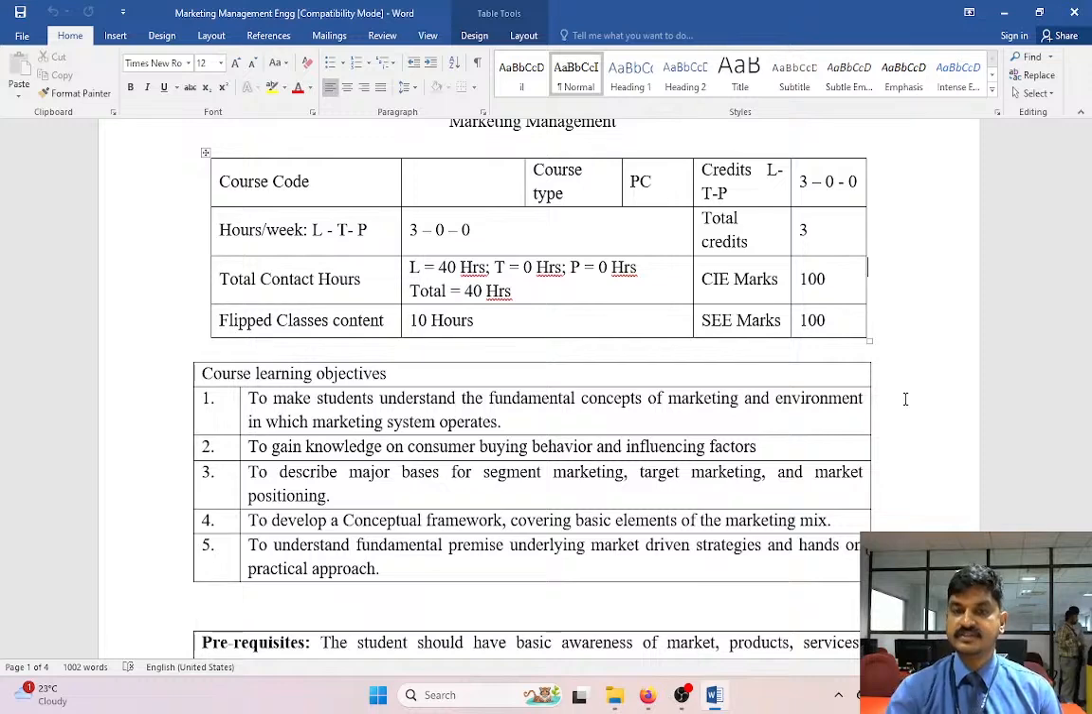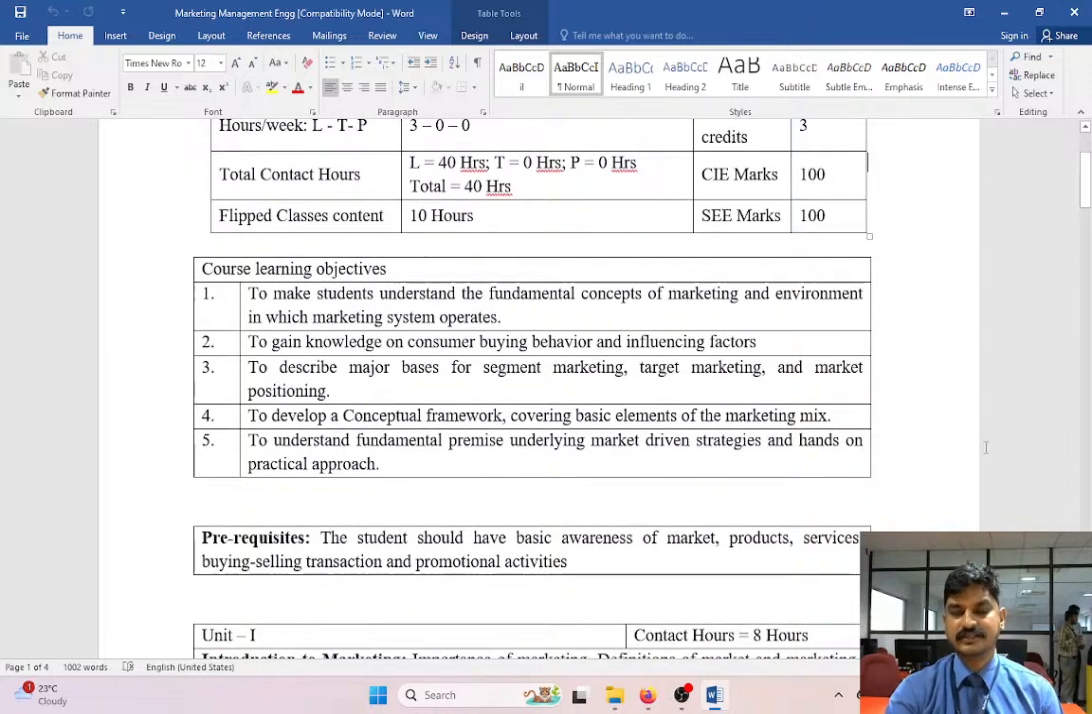Now the prerequisites for this particular course are not much. These are the day-to-day activities that you do as a consumer while buying your products, services, evaluating advertisements, and making a product choice.